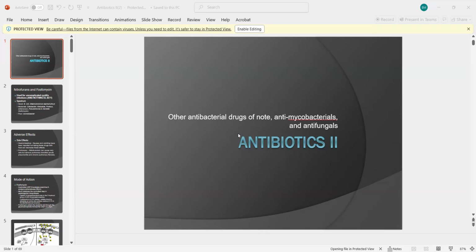Bedaquiline is another new-ish anti-tuberculosis drug that inhibits the mycobacterial ATPase, and it is also used for drug-resistant Mycobacterium tuberculosis. So you have a combination of bedaquiline, pretomanid, moxifloxacin, and pyrazinamide. That particular combination, the BPaMZ, is used for multi-drug resistant tuberculosis.